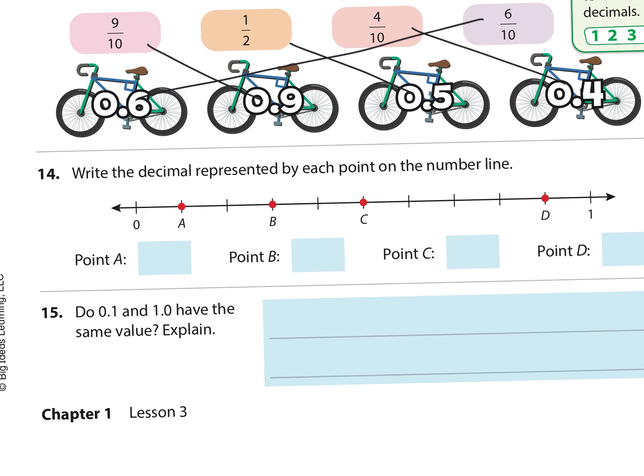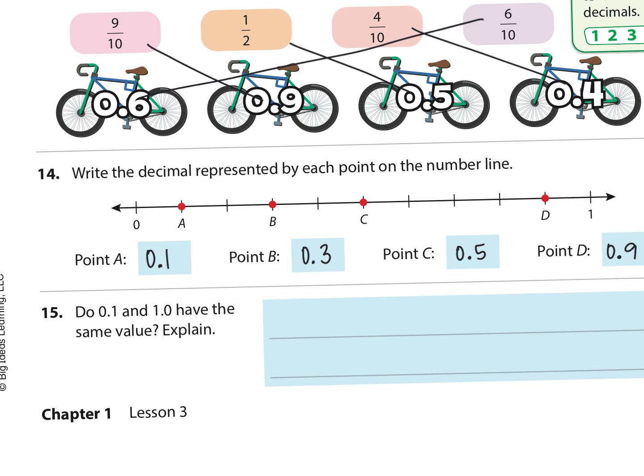Okay, so A is considered what number? 0.1. 0.1, because it's asking us for the decimal, not the fraction. So I want to put 0.1 for letter A. Point B is at 0.3. It's 3/10. C is right in the middle. It should be 0.5, which is 5/10. And then D is 0.9, which is 9/10.